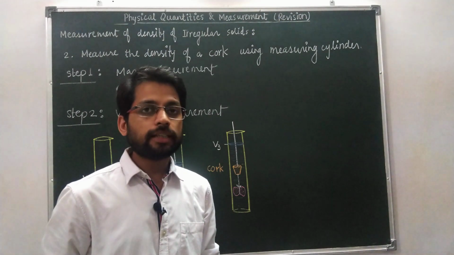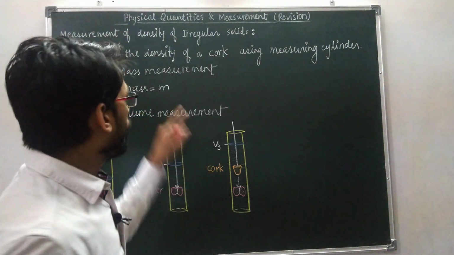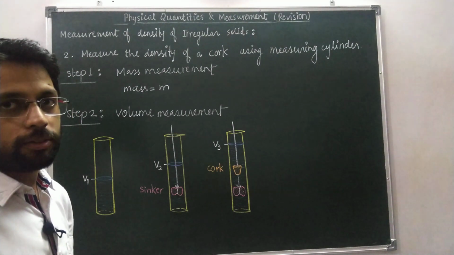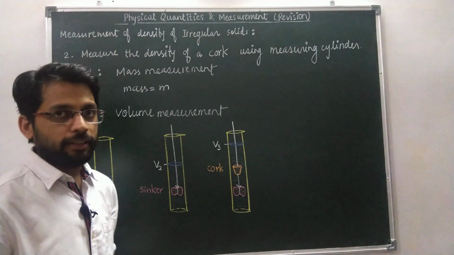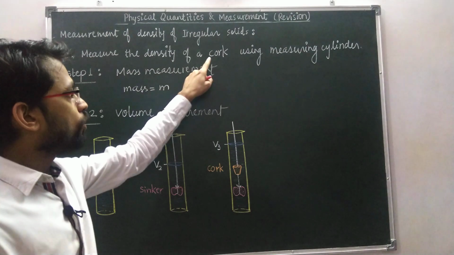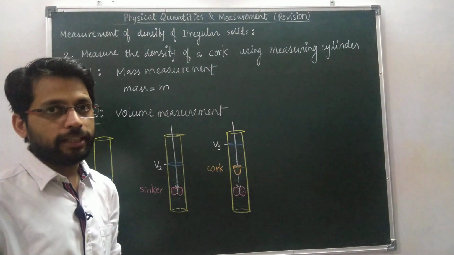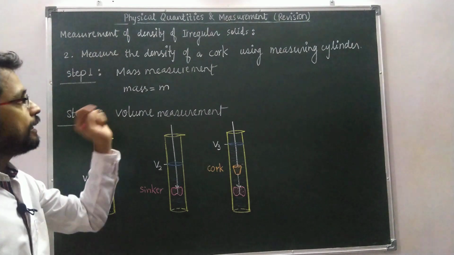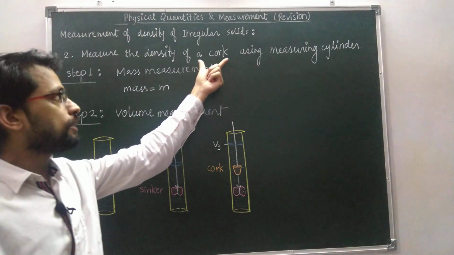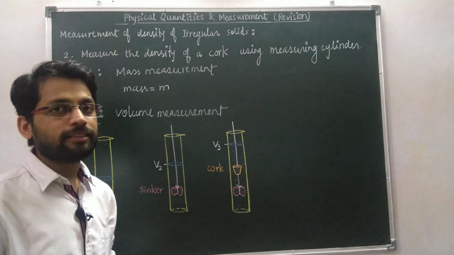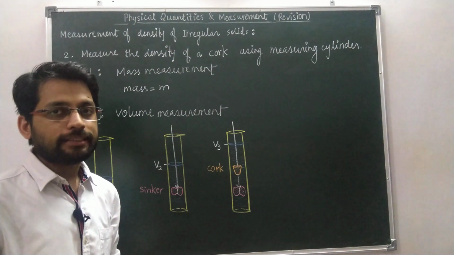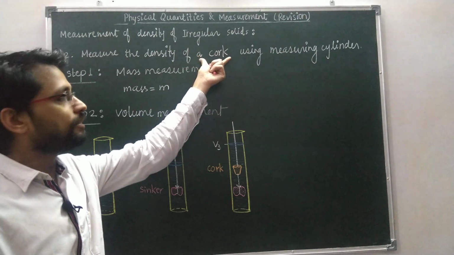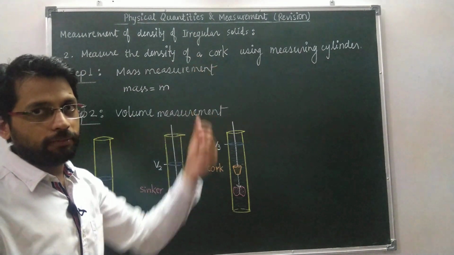Now we measure the density of a cork using a measuring cylinder. Now the situation is totally different because cork cannot sink into a liquid. So to measure the density of such solids we need a sinker. A sinker is an object that forcefully sinks the cork into the liquid.